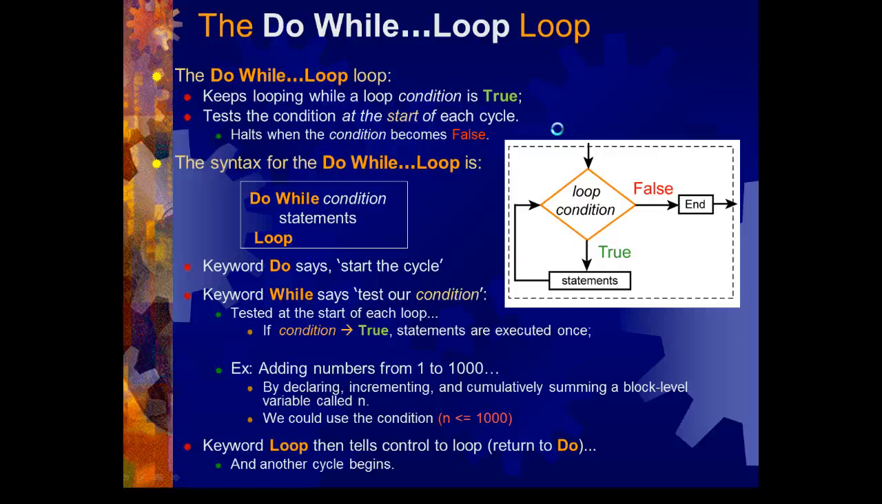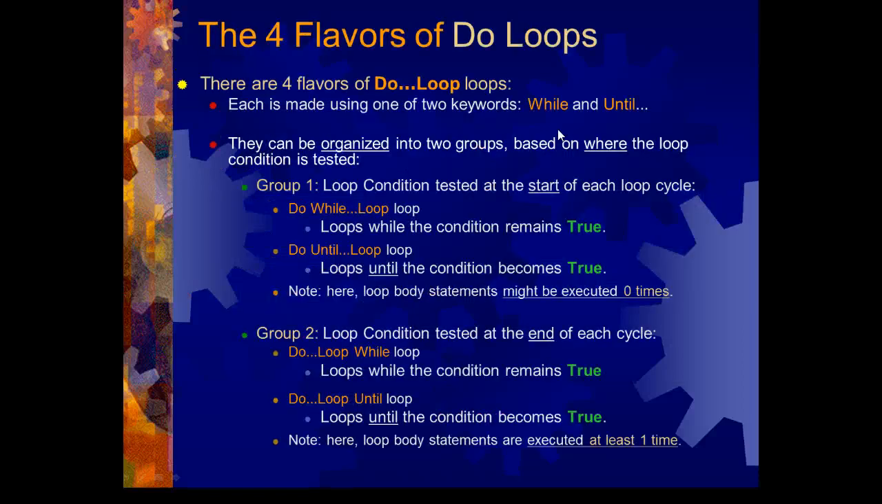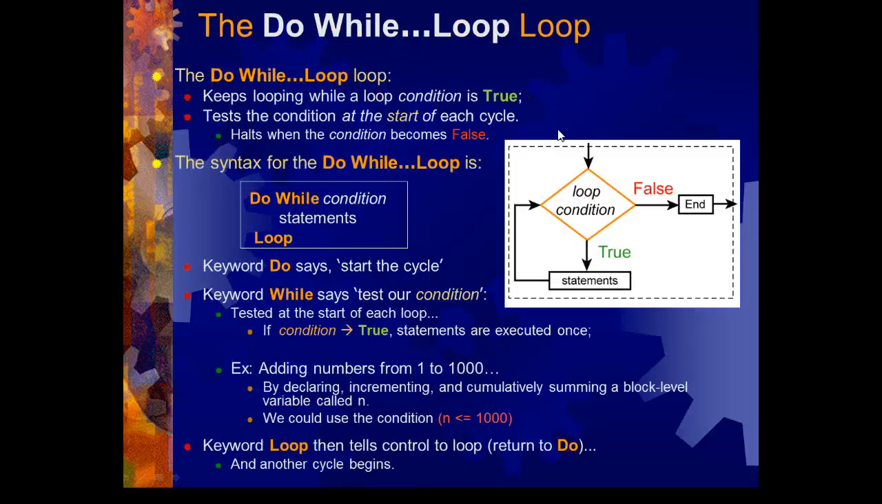Okay, so the do-while loop. All right, let's read through this. It says the do-while loop. So that's a kind of loop called the do-while loop. The do-while loop keeps looping while a loop condition is true, as long as the loop condition is true.